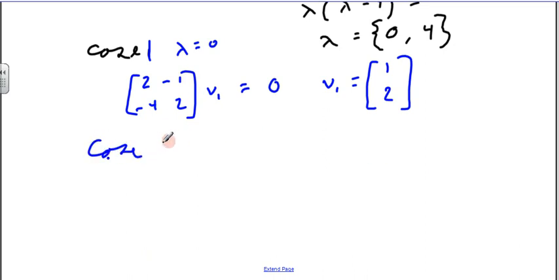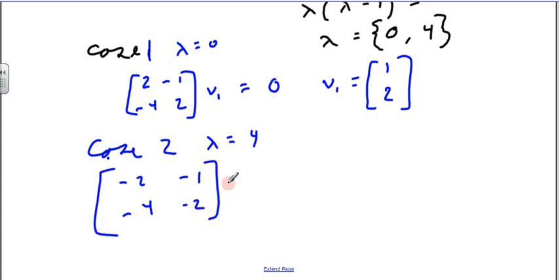Case 2, lambda is equal to 4. So I've got [minus 2, minus 1; minus 4, minus 2] times v2 equal to 0, and I get that by inspection, v2 is going to be 1 and minus 2.